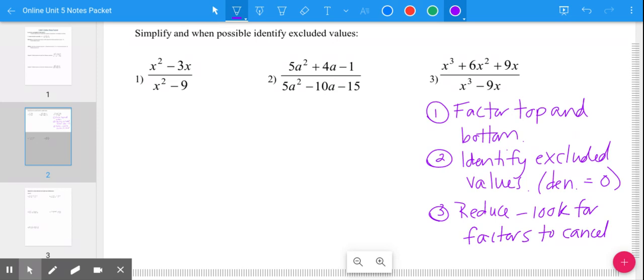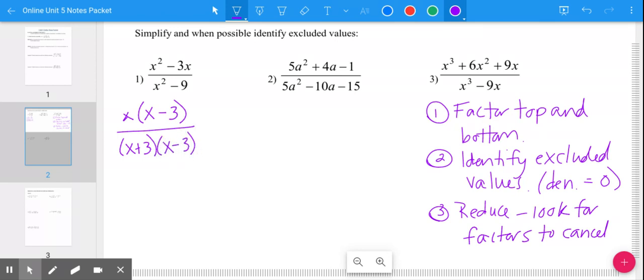So if you look at number 1, I see a GCF on the top of x, so we'll take that out in front. So we'll be left with x minus 3 in parentheses. And looking at that, that looks to be about the furthest that can go. So I'm going to say the top is now factored. The bottom, we have x squared minus 9. Factoring technique, there's no GCF, but we can do difference of squares. So x plus 3, x minus 3.